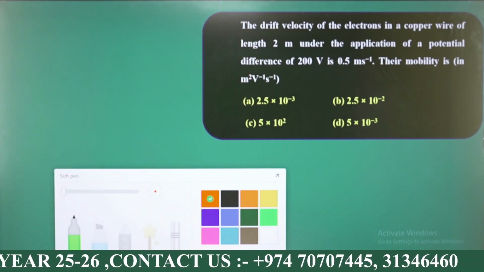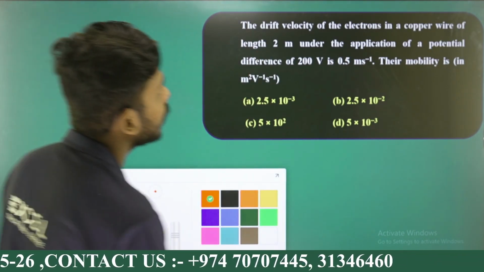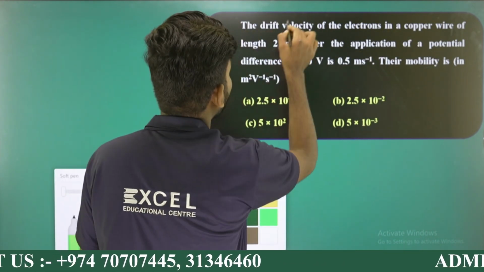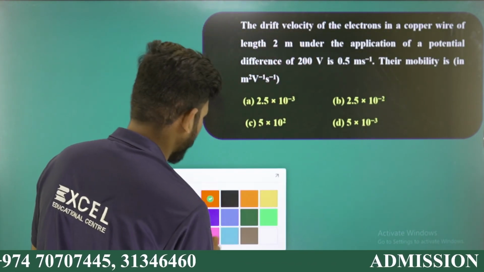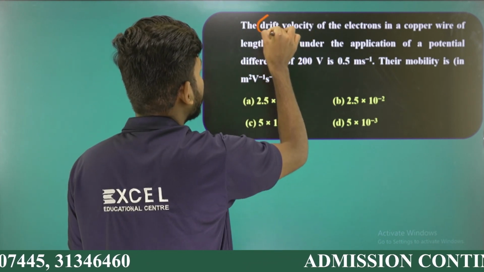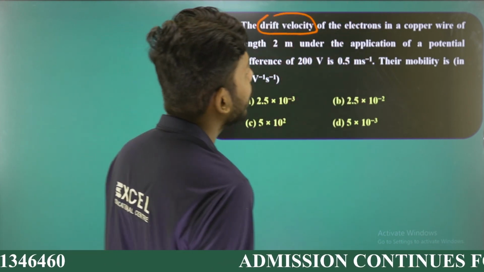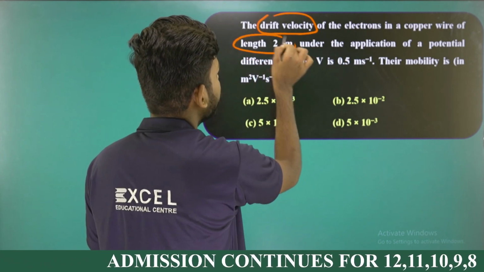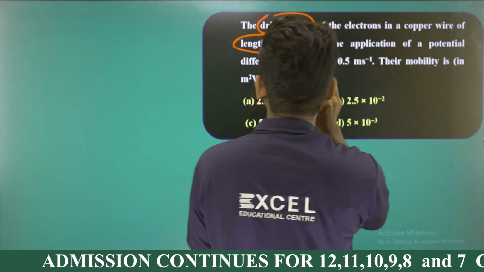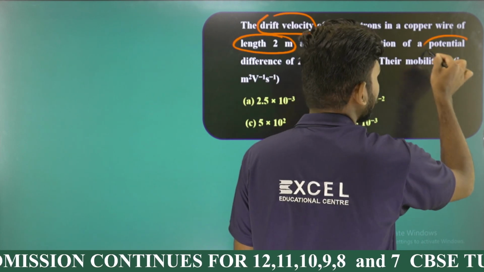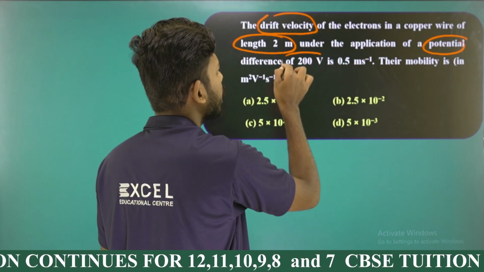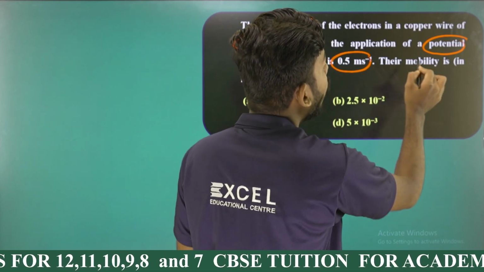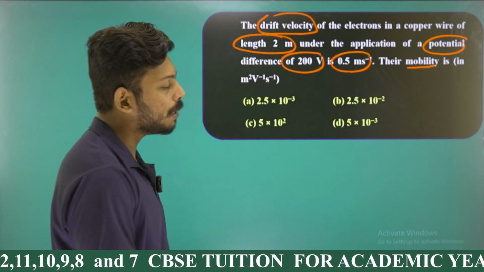So here we go, the drift velocity of the electrons in a copper wire. The first term is the drift velocity. So I am understanding the technical term here, the drift velocity, of the electrons in a copper wire of length. The length is given by 2 meter. Under application of potential, that's a new term actually. So potential is 200 volt. What will be the value of their mobility?